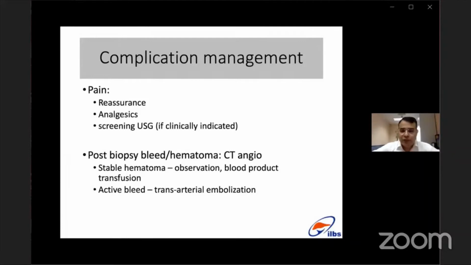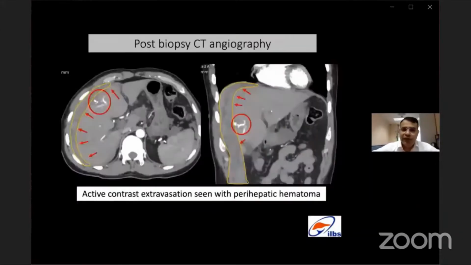In a case of stable hematoma, observation and blood product transfusion should be adequate. However, if you find an active bleed, then transarterial embolization is required. And I'll show you one example.